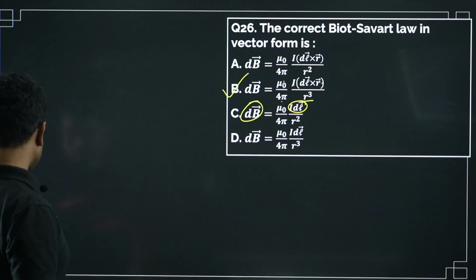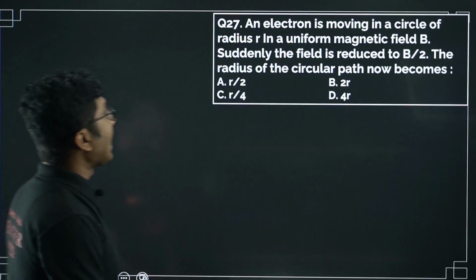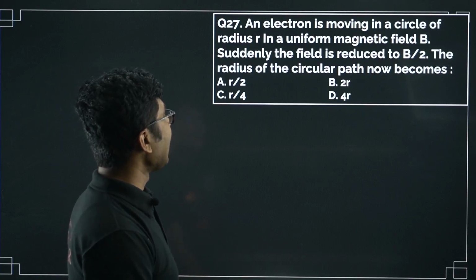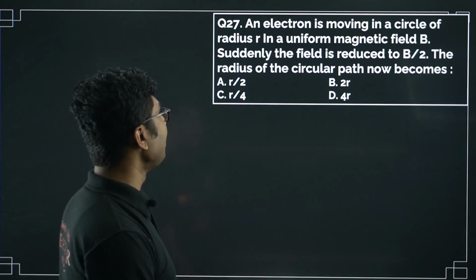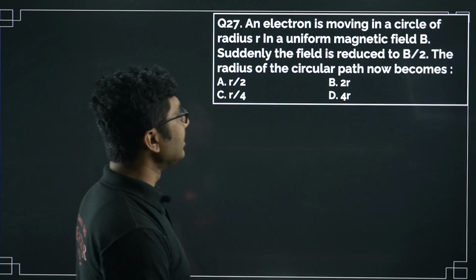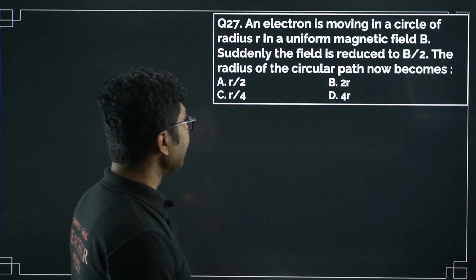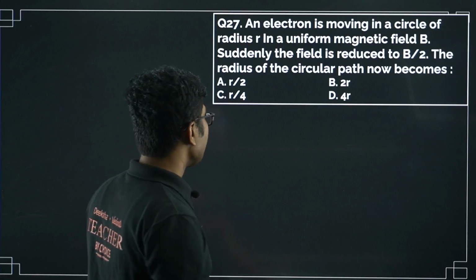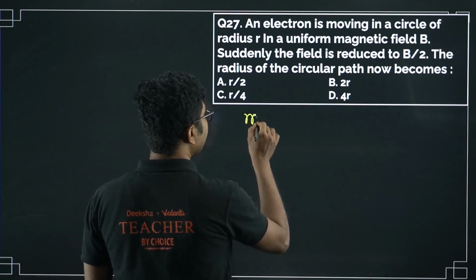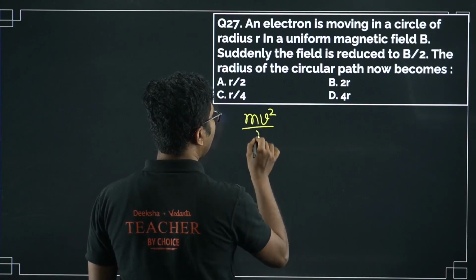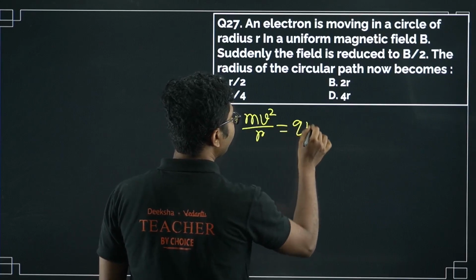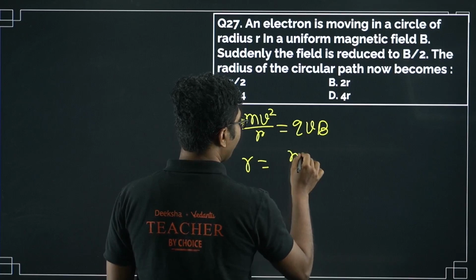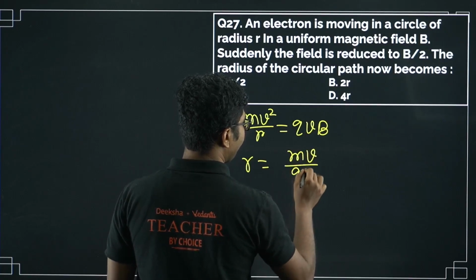Next question: an electron is moving in a circle of radius r in a uniform magnetic field B. Suddenly the field is reduced to B by 2. The radius of the circular path now becomes? So we know that mv square by r equals qvB, or r equals mv by qB.